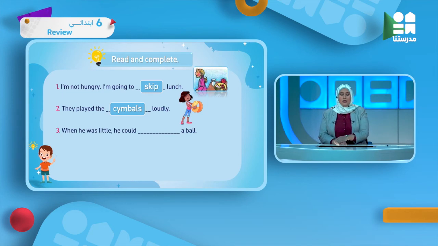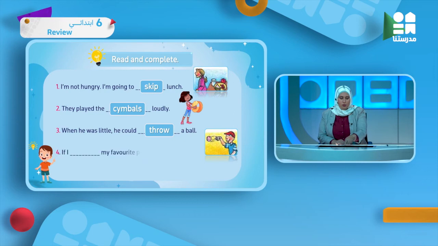When he was little he could space a ball. Remember we said when he was little لما كان صغير كان بيقدر يعمل ايه؟ للكورة. He could. That's the action. So throw a ball. Moving to number 4.